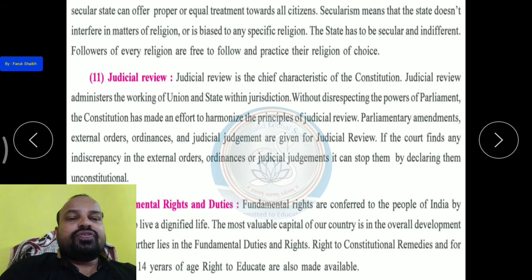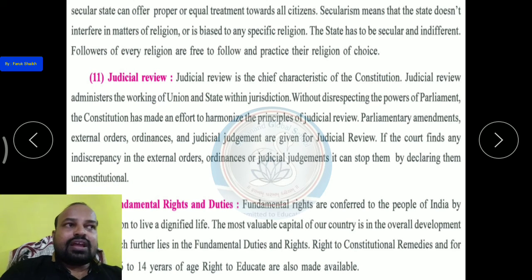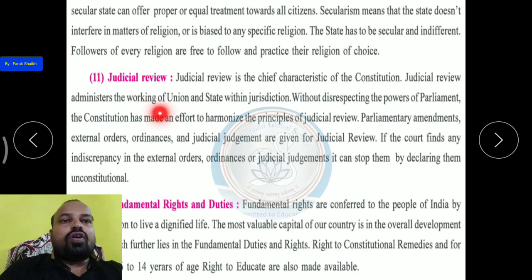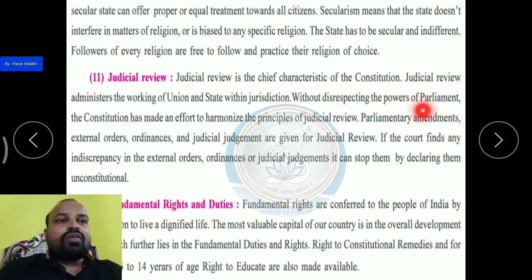Number 11, judicial review. Now, the judiciary is the most important. It also shows how the state government and the central government do their work. Judicial review is the chief characteristic of the constitution. It administers the working of the union and state within their jurisdiction. यानी कि देश की सरकार और राज्य की सरकार, both are working under the review of the judiciary without disrespecting the power of parliament.